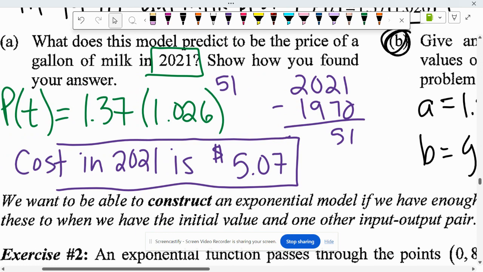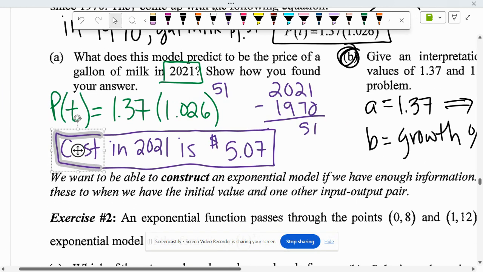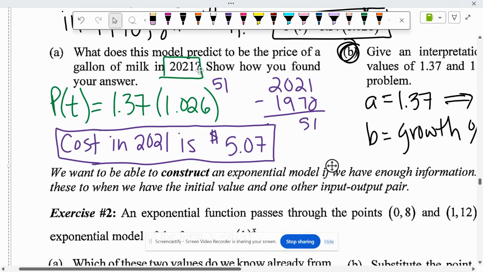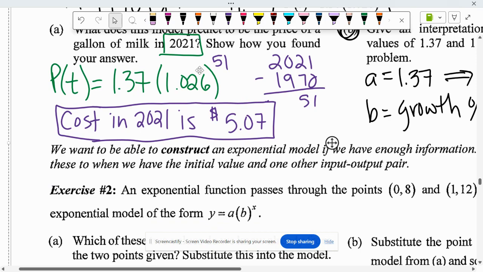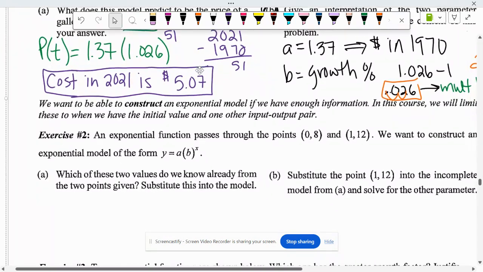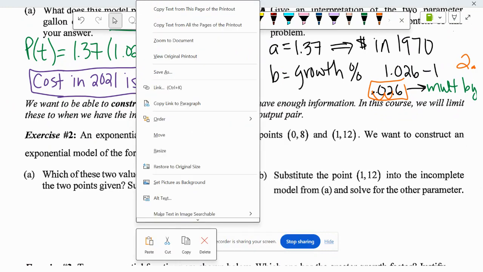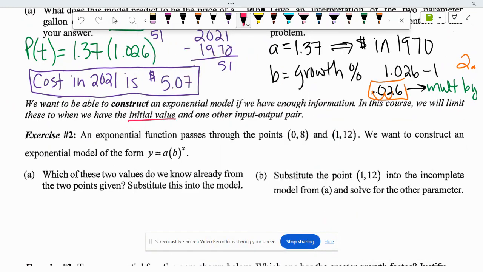Do any of you remember how much a gallon of milk cost in 2021? Probably around that. I don't think it was as much, but I might be wrong. I would say $4 something. So we want to be able to construct an exponential model if we have enough information. In this course, we're going to limit the amount of information we need to either an initial value and one other input pair, or I will give you two x, y ordered pairs.